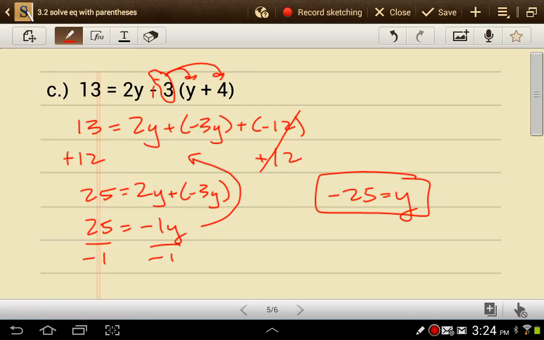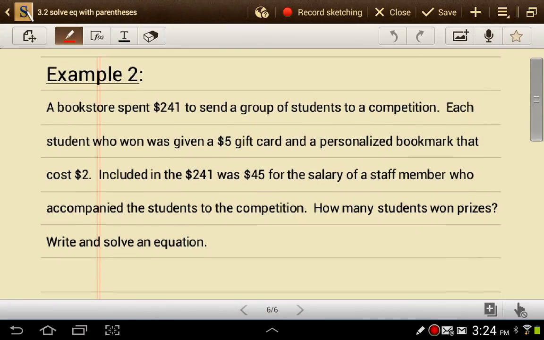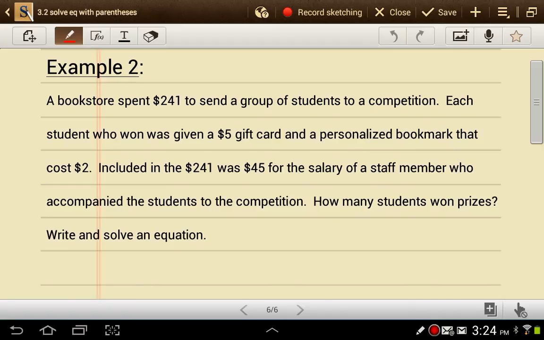Okay? All right, I got one more example, and then we are done. So if you need to pause, go ahead and pause, but here's your next example. All right, it's a long one. It's a word problem. A bookstore spent $241 to send a group of students to a competition. Each student who won was given a $5 gift card and a bookmark worth $2. So we have a $5 gift card and then a bookmark that cost $2.